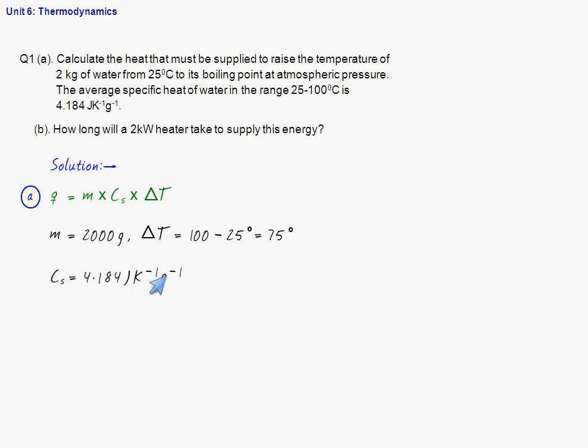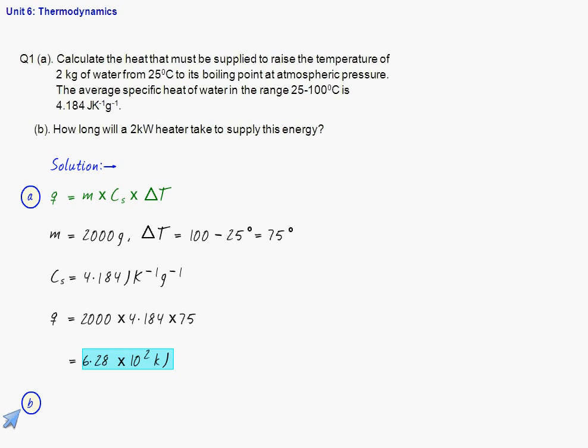So this Q is equal to 2000 multiplied by 4.184 into 75, and this is 6.28 into 10 to the power 2 kilojoule. Okay, so this is the amount of heat required. This is the answer of part A.